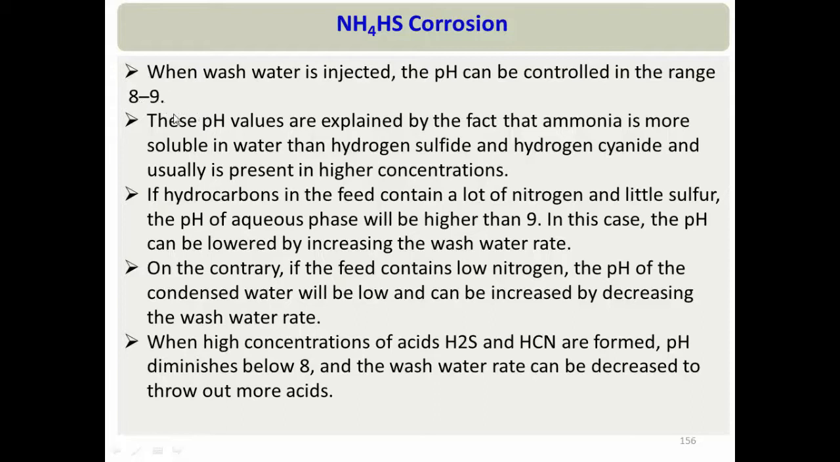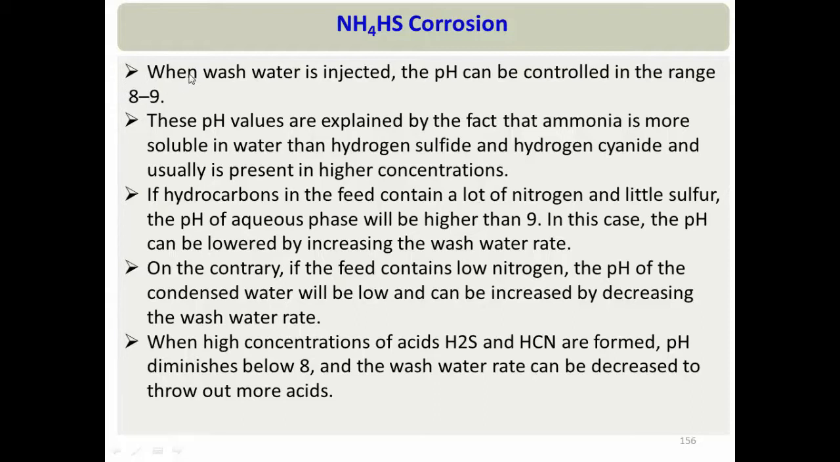So it is very clear that in the FCC overhead system we should control pH, and the value may be different for different units, but we are talking about a general qualitative discussion. So we should maintain our pH in the range of 8 to 9, and the question comes: how could we maintain the pH in this range?